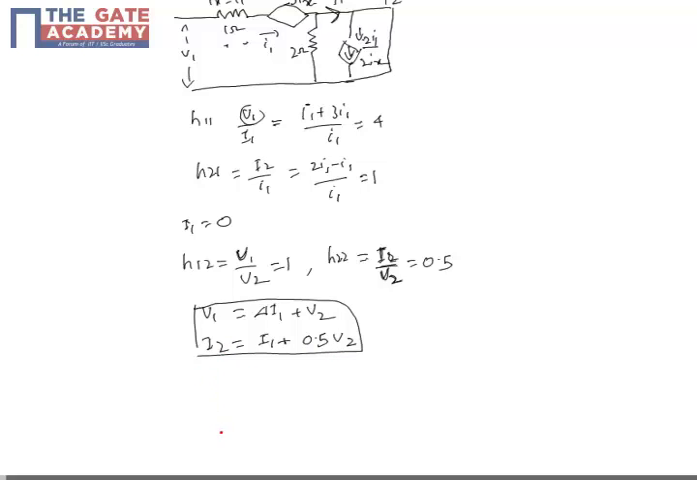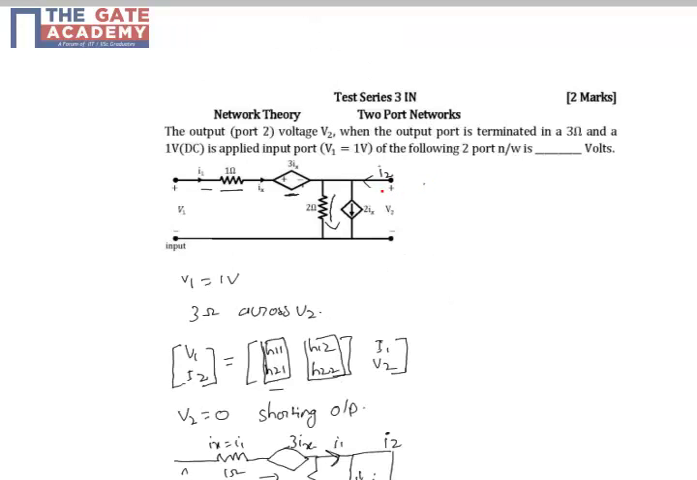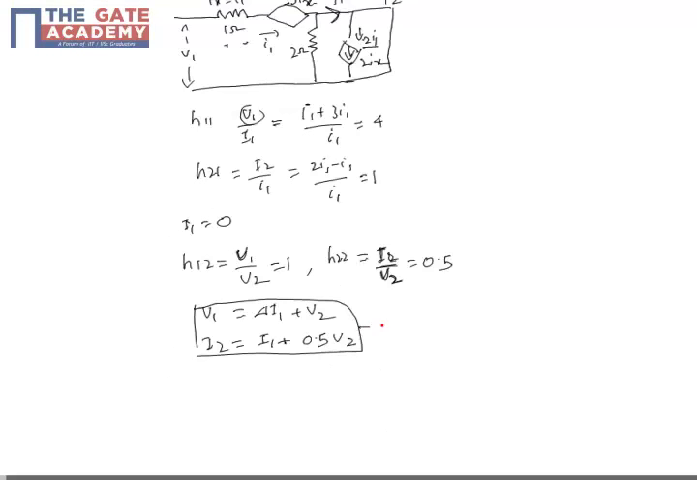Okay, now we have a 3 ohms resistor that is connected across here. Okay, and also V1 is equal to 1 volt, right? So what we will do is, from this equation we will be getting rid of I1. Okay, so V1 minus 4 I2 equal to minus V2. Okay, we have eliminated I1 here.